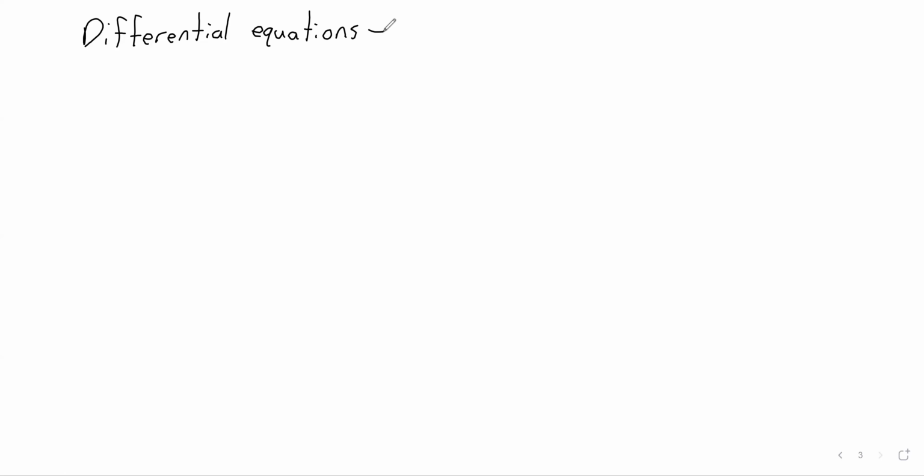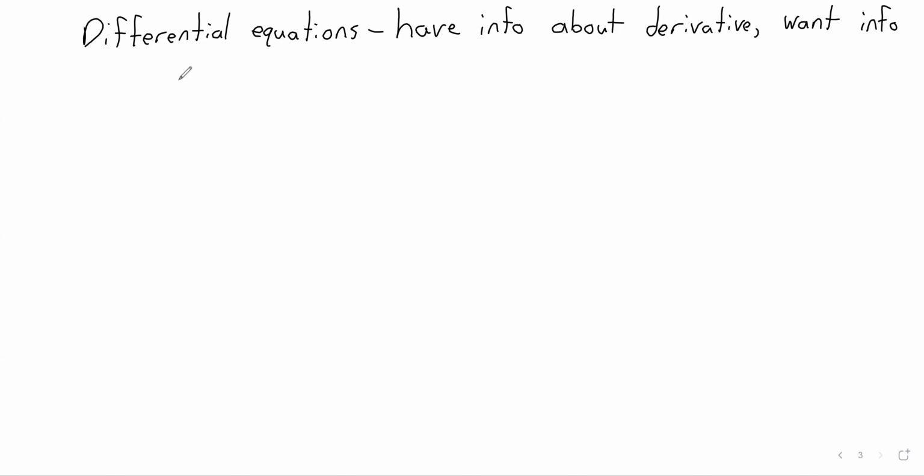to differential equations. And a differential equation occurs when you have info about a derivative and want info about the original function.